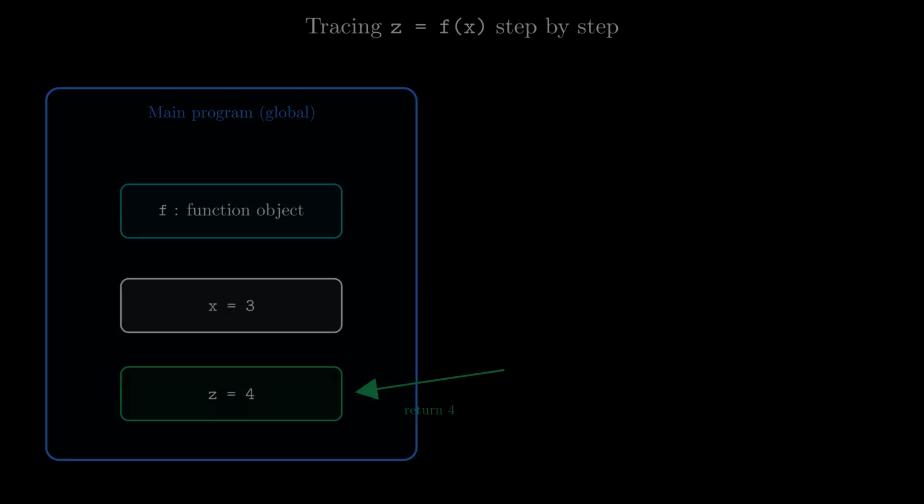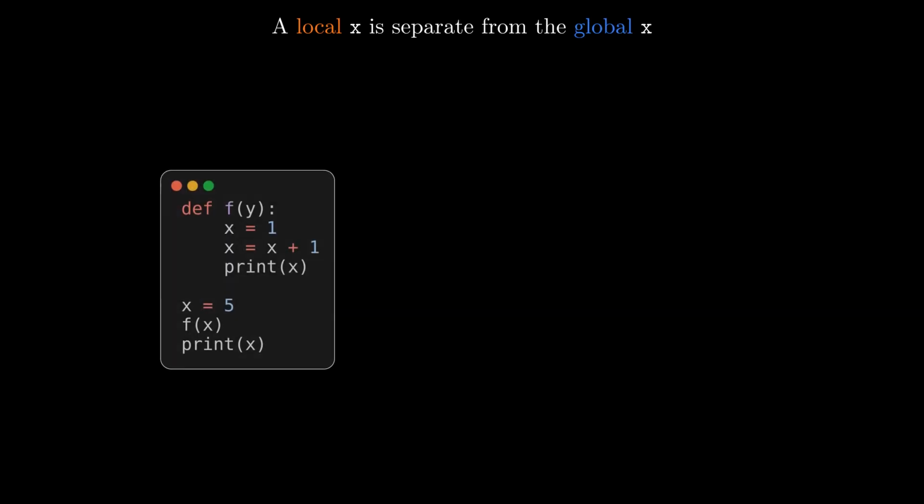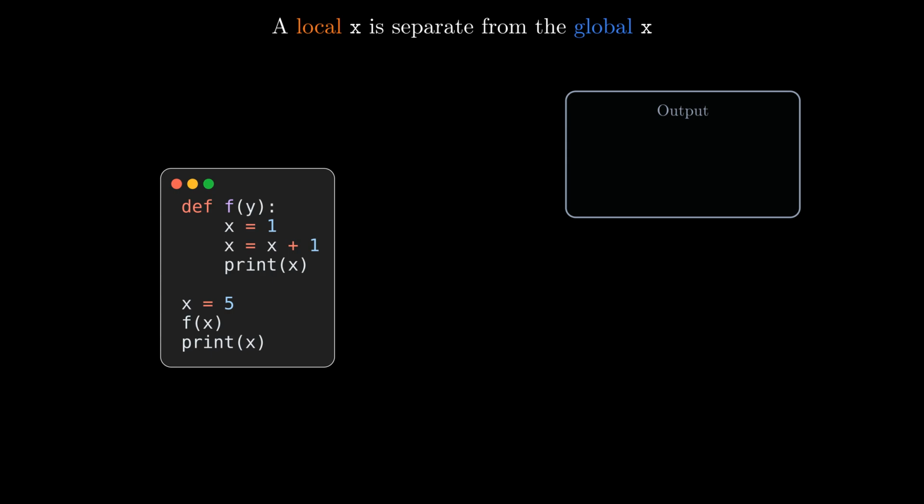No confusion. Now some scope nuances that aren't true in every language. First example, the main program sets x to 5, then calls f. The call makes a new scope and the main program goes on hold. We map f's parameter y to the value passed in, 5. Then the body, x is set to 1, creates a brand new x, value 1, inside f's own scope. Adding 1 makes it 2, print shows 2.